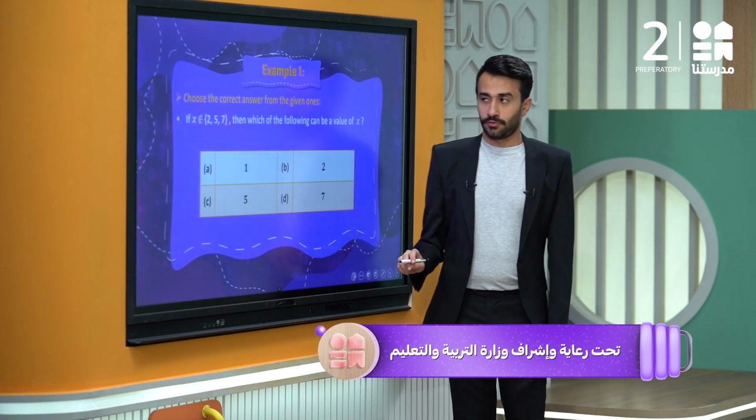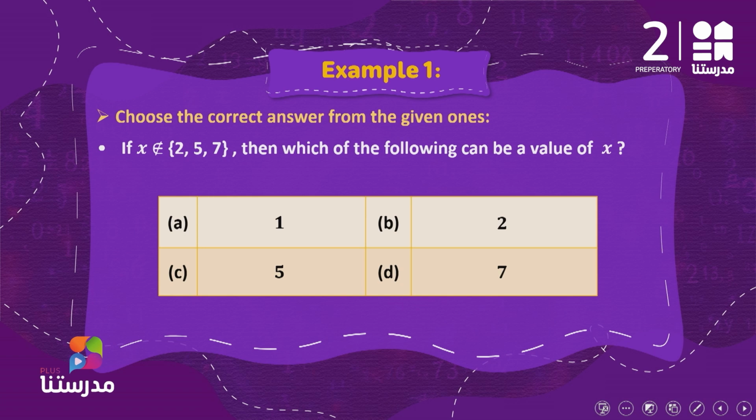Here's the first question. Choose the correct answer from the given ones. X doesn't belong to 5 and 7. Then which of the following can be a value of X? We don't have 2 or even 5 or even 7, so it must be 1.